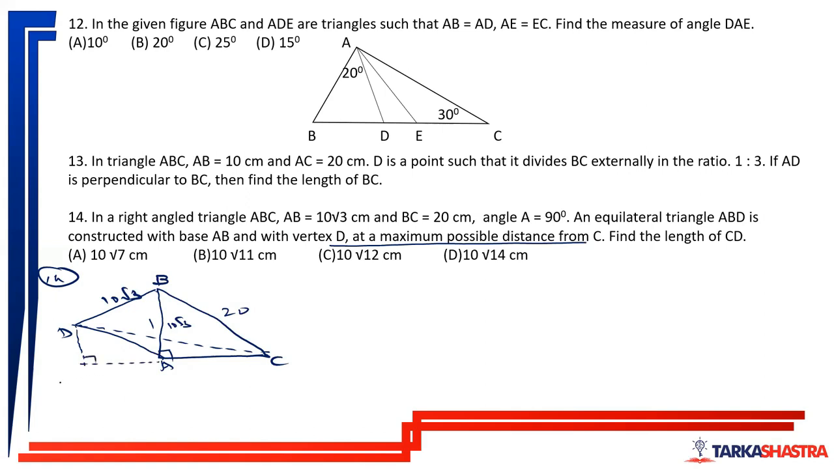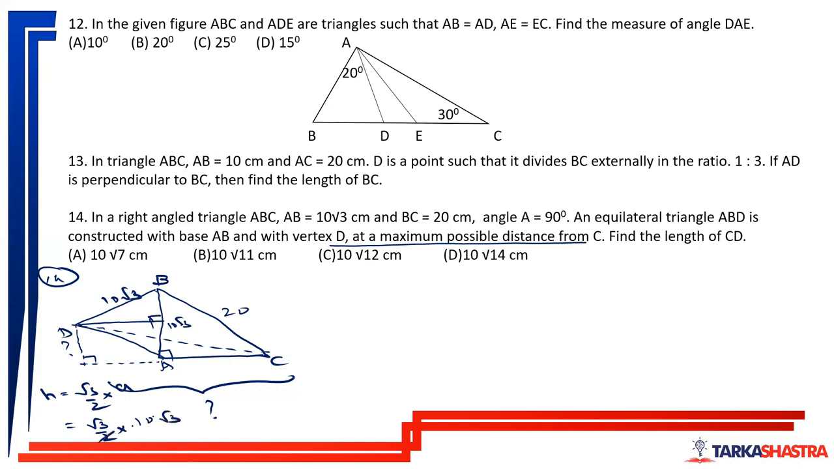So this is the perpendicular. Now I need this and this to find out CD. What I'll do, I'll draw an angle bisector, or a median, or a perpendicular bisector, or an altitude. All of these will be the same for an equilateral triangle. Now, what is the height of an equilateral triangle? It is root 3 by 2 times the side, which is root 3 by 2 into the side of the equilateral triangle, 10 root 3.